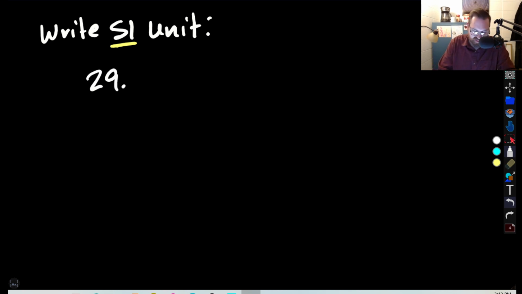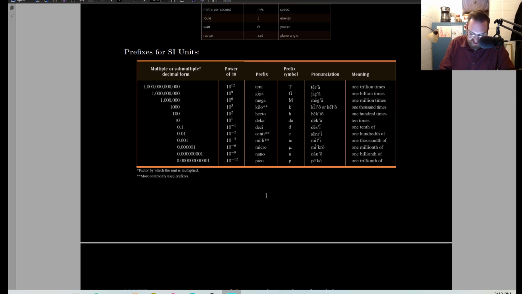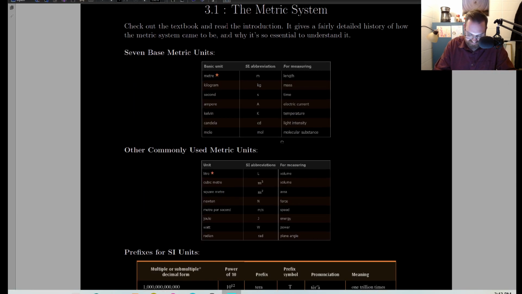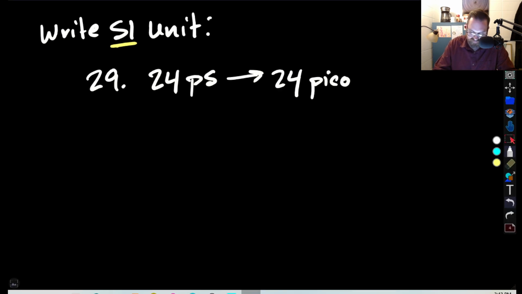So in this case, suppose I've got 24 ps, okay? You can always go back and take a look here at what the P is. P is pico, okay? So this is 24. And then the S is the unit that we're looking at, and you can see that it's a second, which is time. Picoseconds. So that's a pretty small unit of time that we're dealing with in that case.